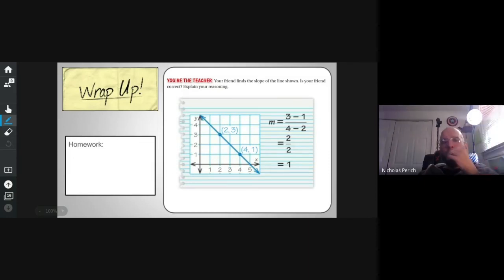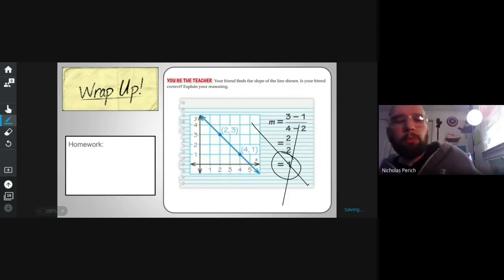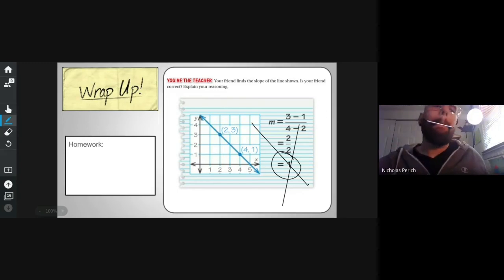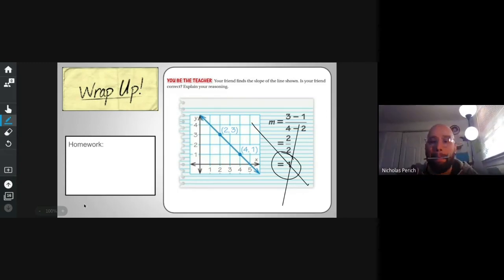Your friend finds the slope of the line shown below. Is your friend correct? Explain your reasoning. Well, let's find the slope. See how it goes down and to the right? That immediately tells me it's negative. What did they say? Positive. So what are they? Wrong! So, your friend needs to stop making mistakes. I'm going to end the video.